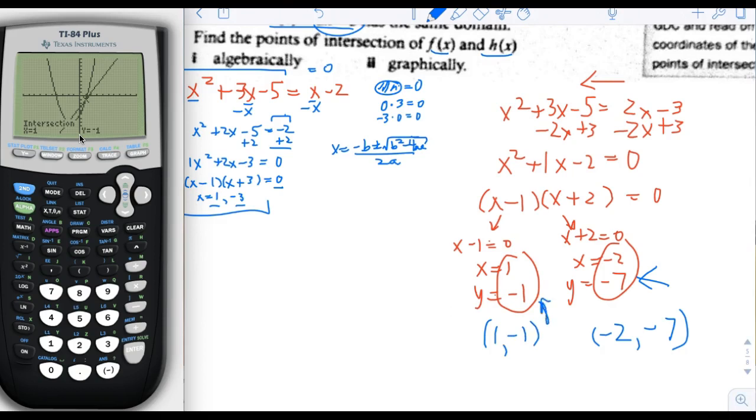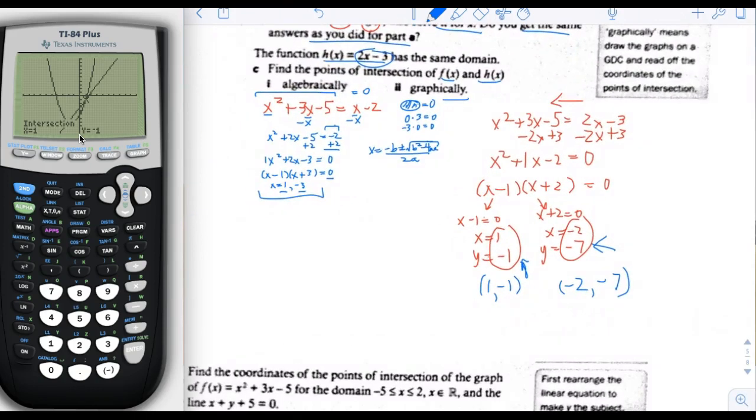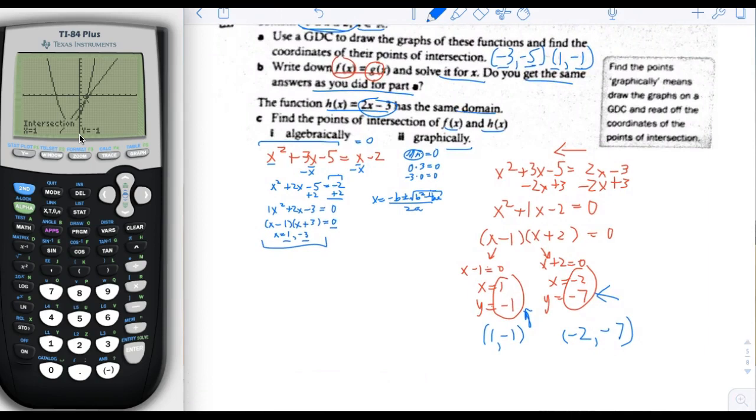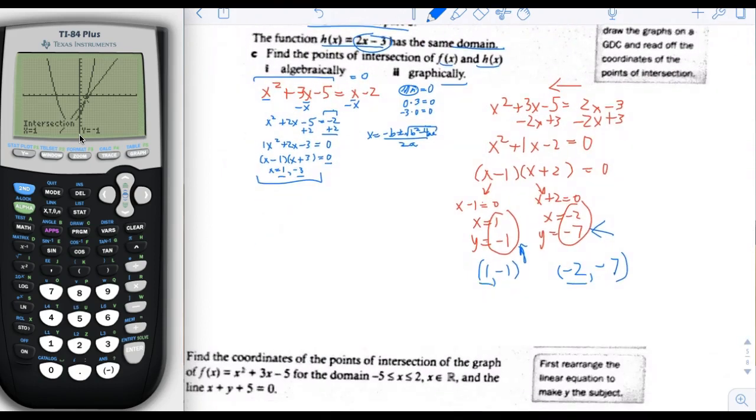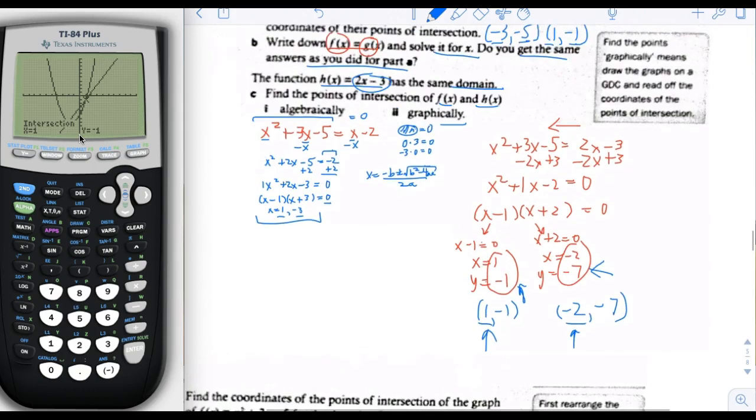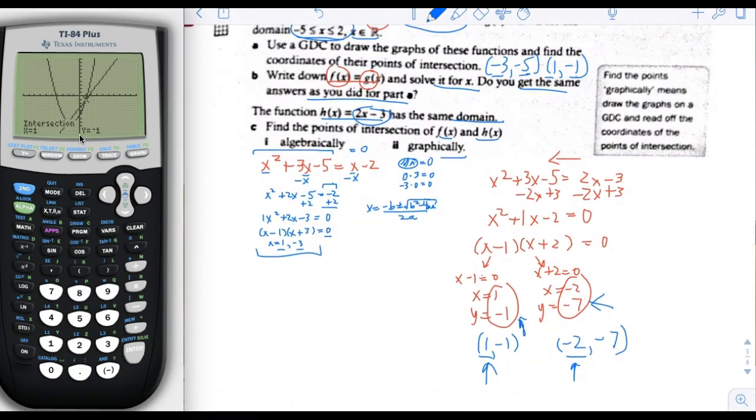So we're fine. Graphically, or with the calculator, we were able to solve for the exact same pair of points of intersection. Now, the other thing is, it says it has the same domain. Let's just make sure that the domain includes both of these. So the domain was -5 to 2. Are my x-coordinates here between -5 and 2? Yes, they are. Now remember, domain is the x-coordinate, not the y-coordinate. So we just need to make sure that 1 and -2 are both between -5 and 2, and they are. So the domain part of it checks out also.